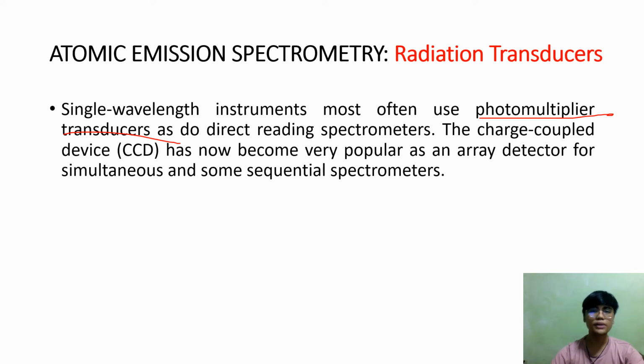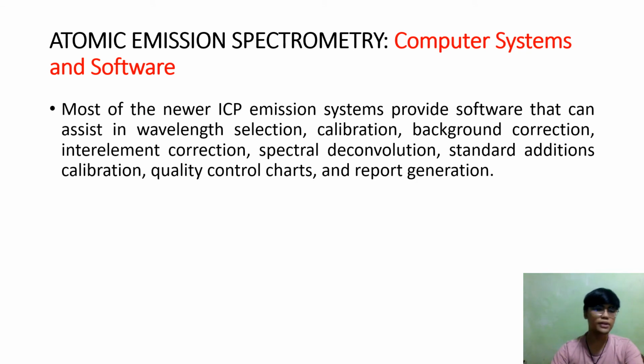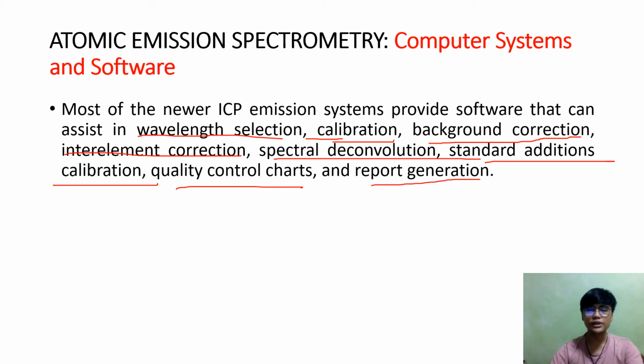One commercial instrument uses a segmented array charge coupled device detector to allow more than one wavelength region to be monitored simultaneously. For the computer systems and software, commercial spectrometers are now equipped with powerful computers and software. Most newer emission systems can provide software that can assist wavelength selection, calibration, background correction, inter-element correction, spectral deconvolution, and standard addition calibration. Also, quality control charts and report generation.